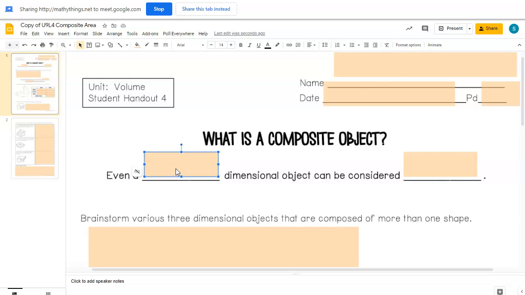Today we are continuing our volume unit and we're going to be talking about a composite object. So even a three-dimensional object can be considered composite. And that means that three-dimensional object is made up of simpler objects.